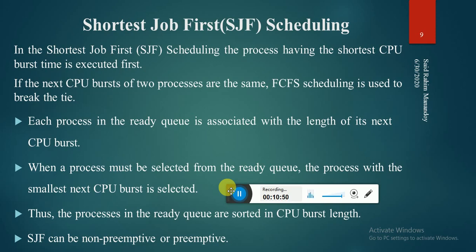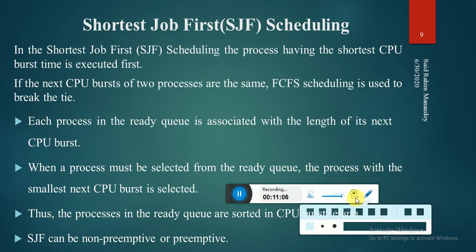The short-term scheduler is actually looking for the process which has the least time of CPU, or which requires less time of the CPU, or the shortest time of the CPU burst.